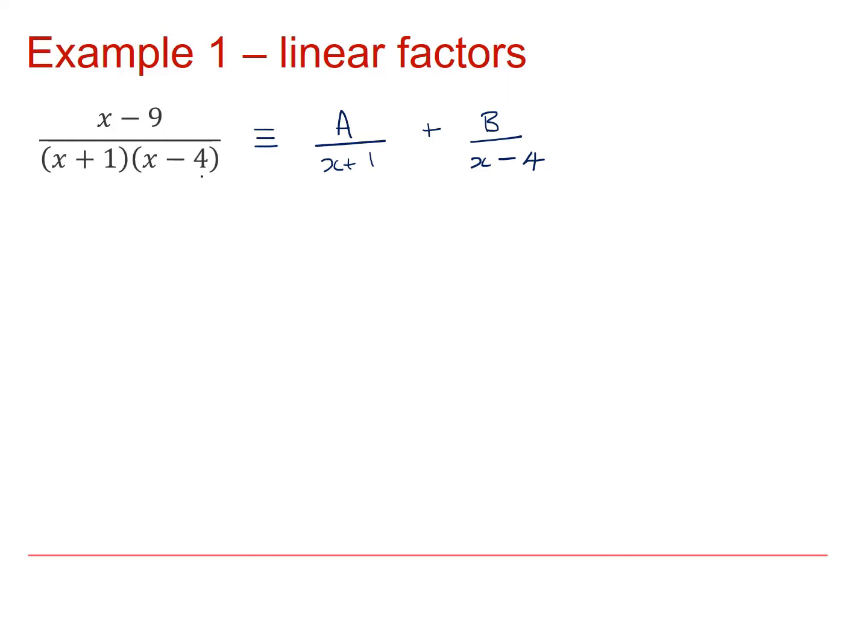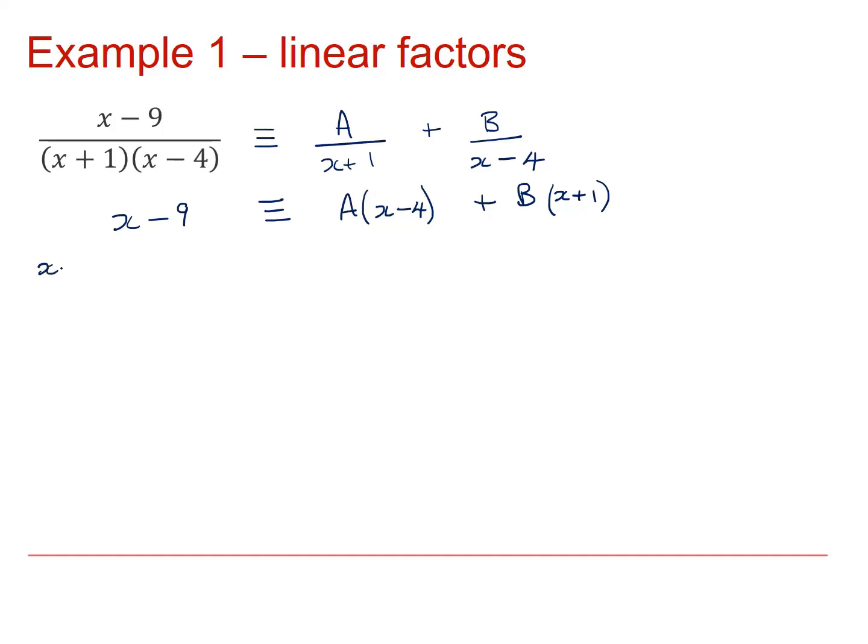So multiplying through by this common denominator, I'm going to get that x minus 9 must be a lots of x minus 4 plus b lots of x plus 1. Now again, this is an identity, so every value of x must work. In particular, a value of x equals 4 must work, and that will have the effect of zeroing out this first part of the expression.